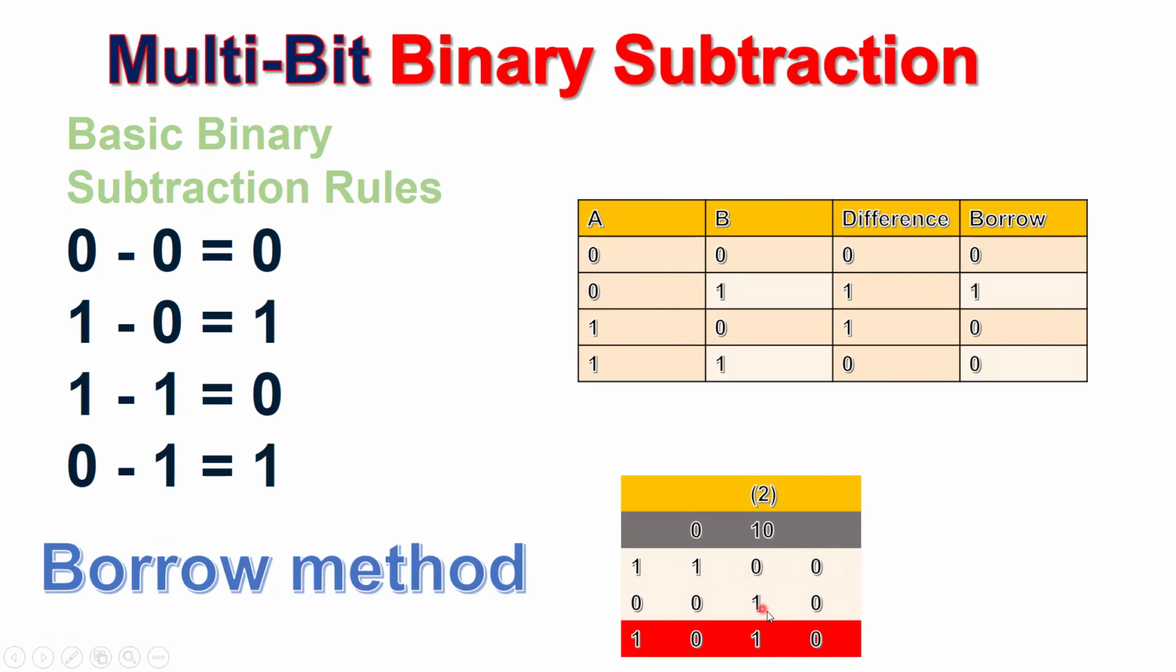Now you have to subtract bit 1 of number B from bit 0 of number A. 0 is smaller than 1, or in other words, 1 is greater than 0. You cannot subtract this one. So this 0 will ask for a borrow from its next bit towards its right.